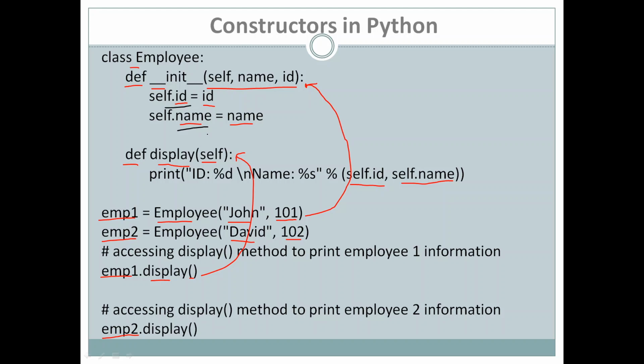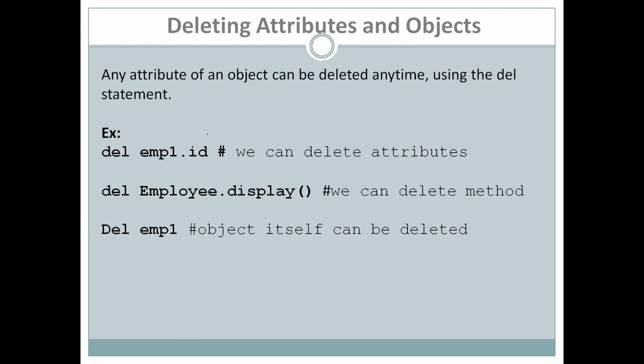Okay, next is deleting attributes and objects. As we can create attributes and objects, it is even possible in Python to delete attributes and objects at runtime. And to delete attributes and objects, the keyword which is used is the del statement or del keyword.